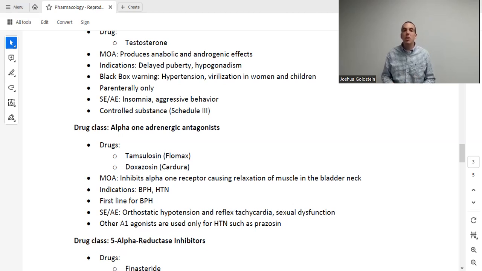Adverse effects of all of these drugs, because they are all alpha-1 blockers, meaning that they cause vasodilation, that can drop your blood pressure. So it can cause orthostatic hypotension, which almost always goes along with reflex tachycardia.